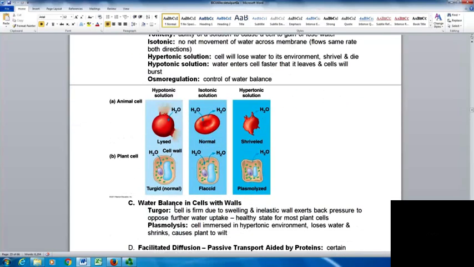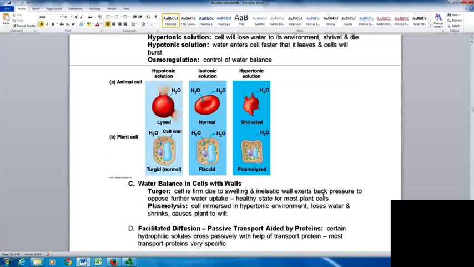So water balance is a little bit different in cells with walls. Turgor is the firmness due to the cell swelling and putting pressure against the inelastic wall. That's going to put pressure back on it to oppose further water intake, but it's a healthy state for most plant cells. So here, in this hypotonic solution, you've got water coming into the cell and it's pushing hard against the cell wall. That's going to help give it its rigidity.